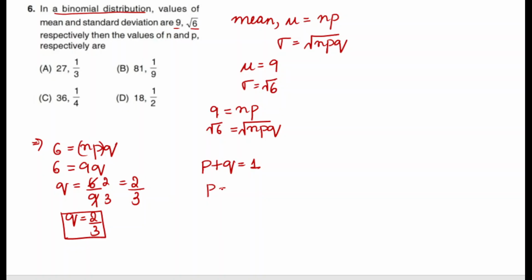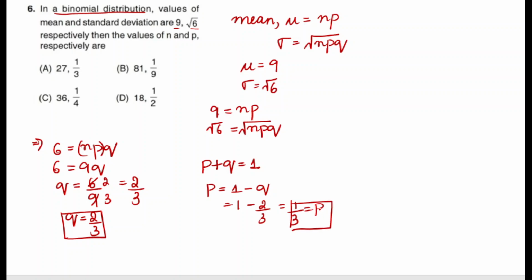Now we have the value for q, right? Substitute now 1 minus q, so it will be 1 minus 2 by 3, which is 3 minus 2 over 3, so 1 divided by 3. This is the p value. And now we got the p value.